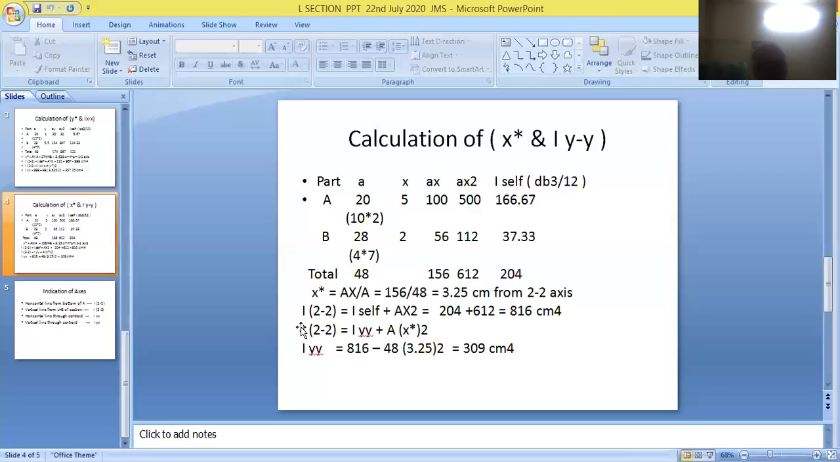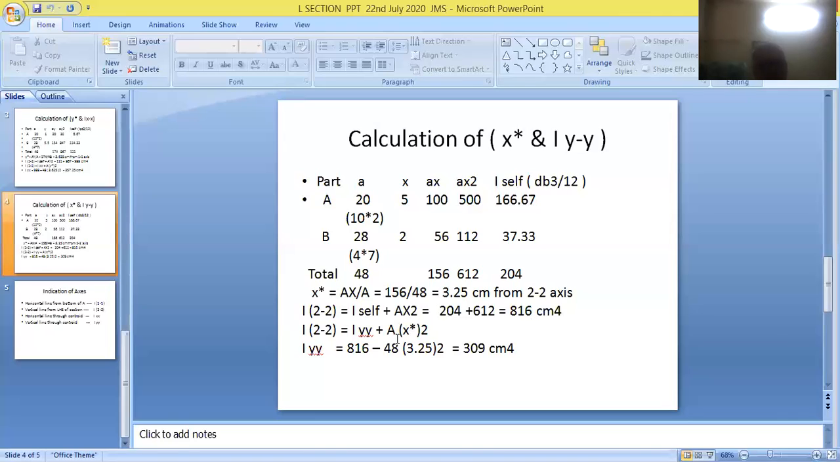So friends, let us find out the value of I22. It is just like in the previous slide. I22 is given as I self plus AX square. So I self is 204. The AX square is 612. So add up these two figures. It is obtained as 816 centimeter 4.